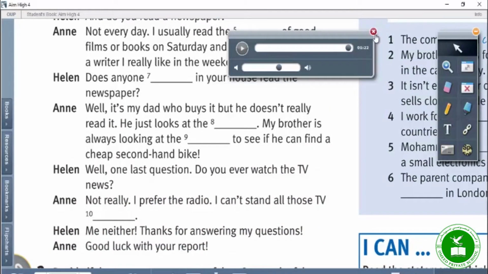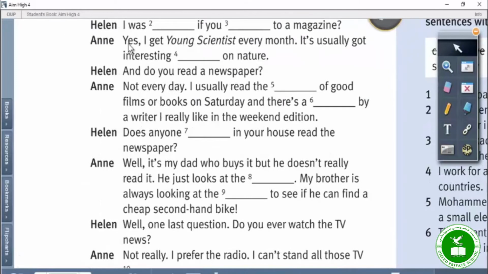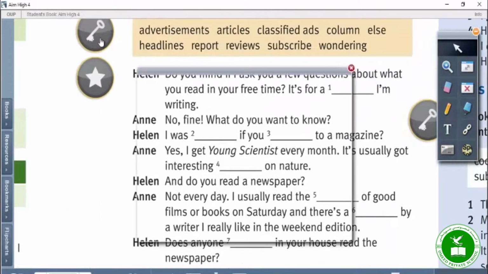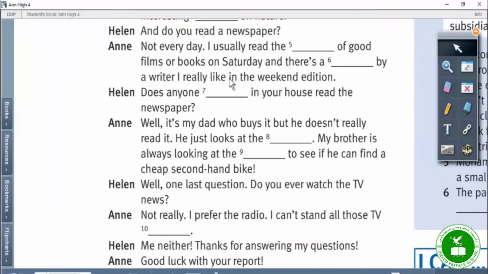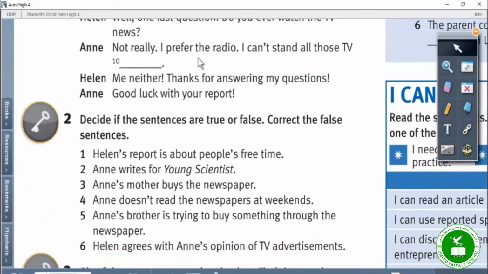Okay, now let's have the answer key and check our answers. This is the answer key 1 to 10. Okay, next exercise. It says to decide if the sentences are true or false. Correct the false sentences. There are some sentences, some of them are true and some of them are false. Let's find which one is false and which one is true.